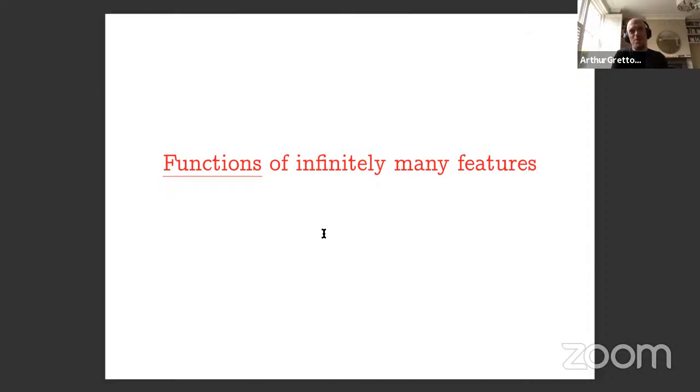And to do anything useful with my features, I need to define functions of them. And you should already be a little bit worried, because if I'm saying I've got functions of infinitely many features, well, how am I going to code that in my computer, right? So this is what the next part is about.